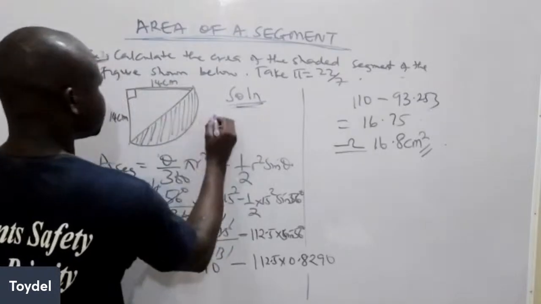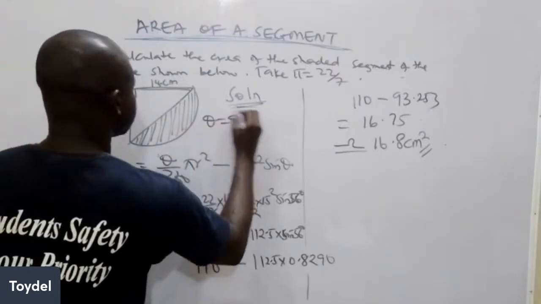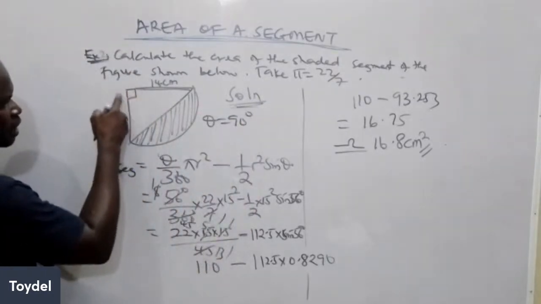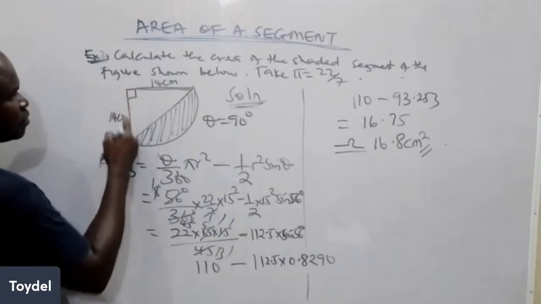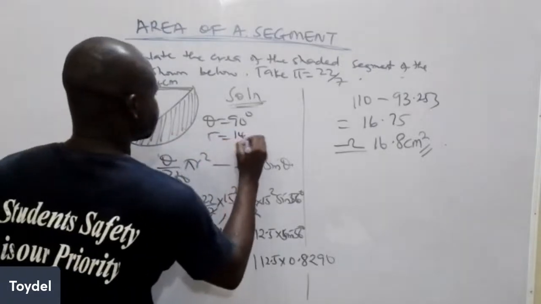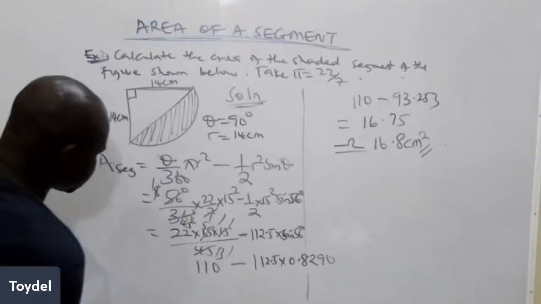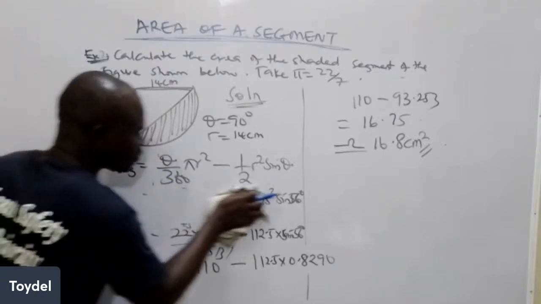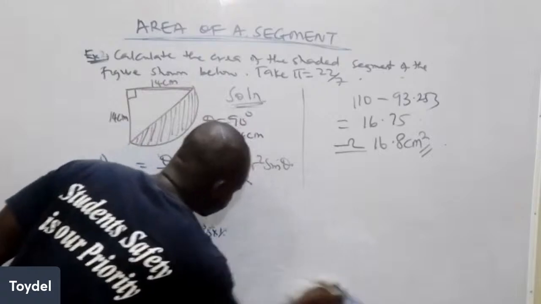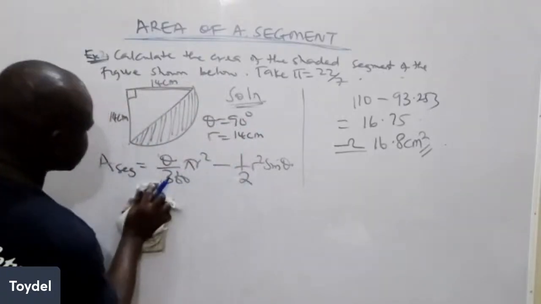So in this case now, theta is equal to 90 degrees. This angle, the perpendicularity, shows that this angle here is 90 degrees. Radius is 14 centimeters. Then we use the same formula. The area of the shaded portion, which is the segment, we just use the same formula. We substitute them and get our answer.